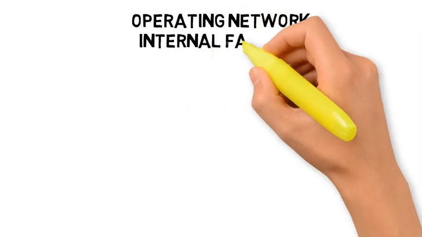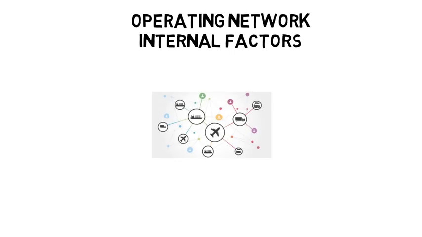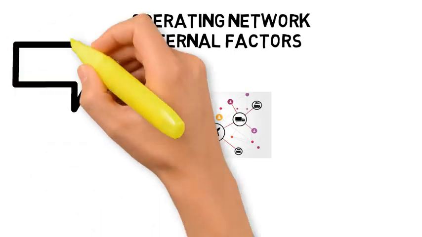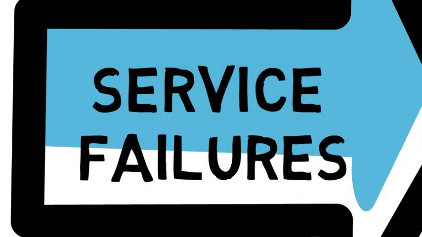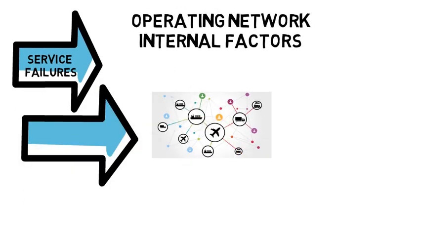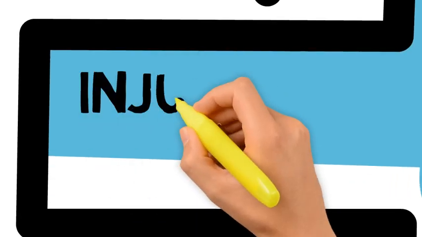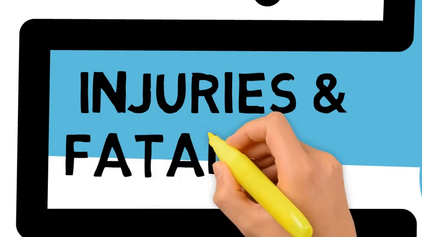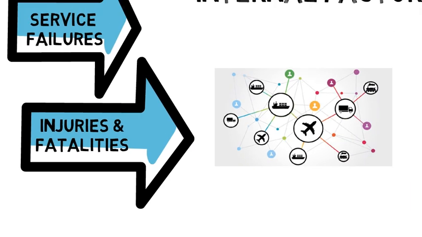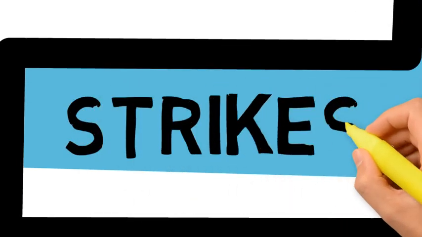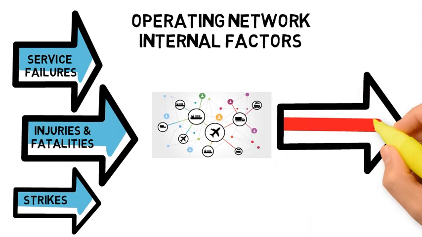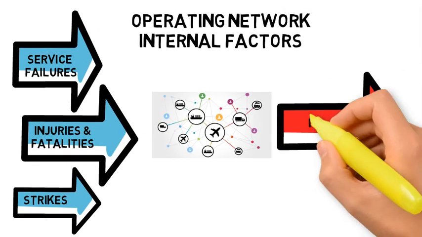The network is also subject to the influence of many internal factors. If a carrier has poor people management, as in it is ineffective in scheduling and deployment, this could lead to service failures. If they have unsafe work practices, there could be injuries and even fatalities amongst their people. If they have unsatisfactory pay and benefits, there could be union-led strikes, which could slow down or cripple their network. Ultimately, there would still be great disruption to society.